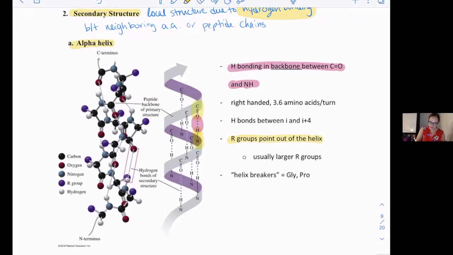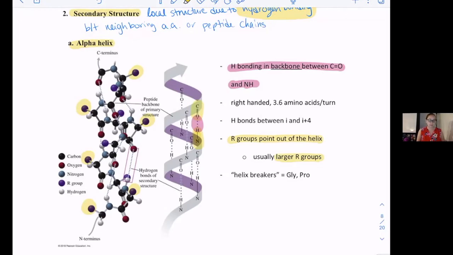Well, they use tiny R groups. These purple groups here are the R groups. And you see that they all poke out to the side, right? They're all on the very outside poking out. Because of this, you usually have large R groups. Things that are really big like to point out to the side instead of jamming into other things, right? So if you have large amino acids next to each other, it will often form an alpha helix.